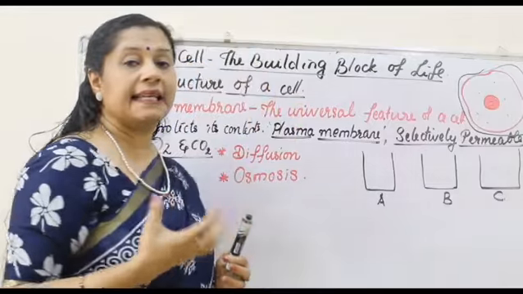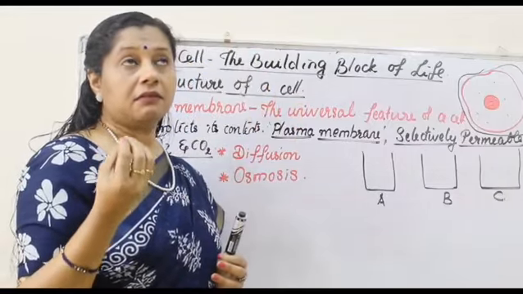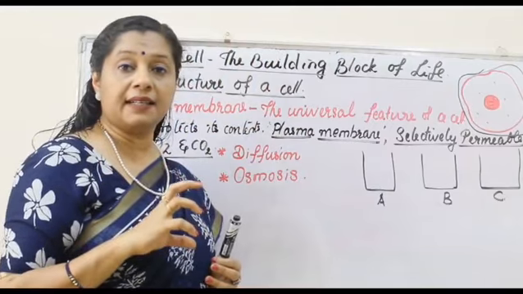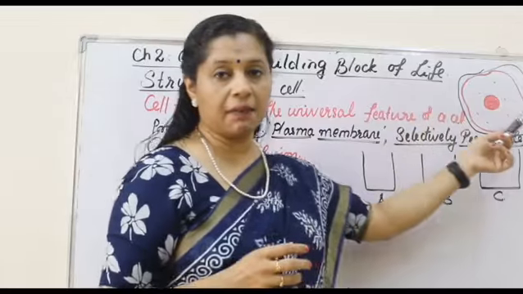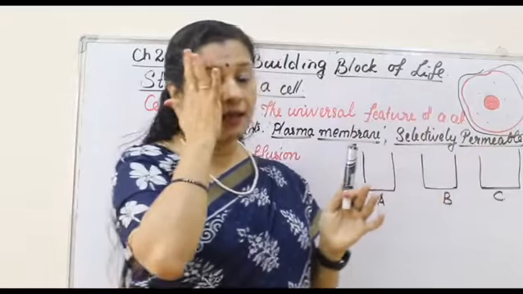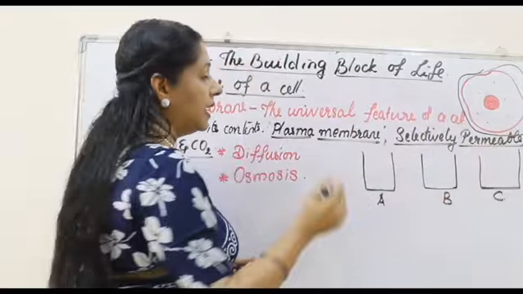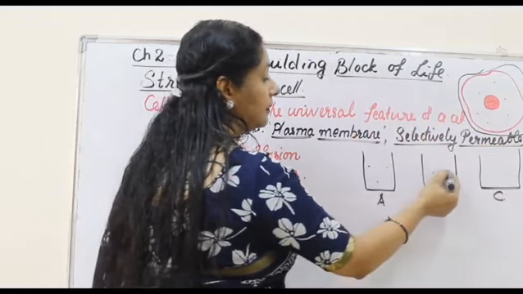Now, how will we say that the concentration is higher inside the cell or outside the cell? For that, here membrane means the plasma membrane. That's why we are considering the movement in the cell. Imagine we have three liquids here.